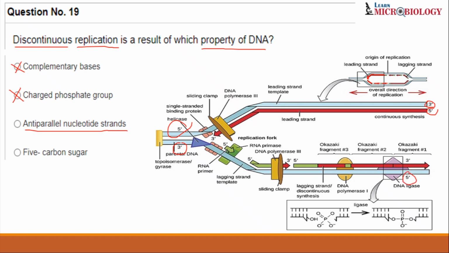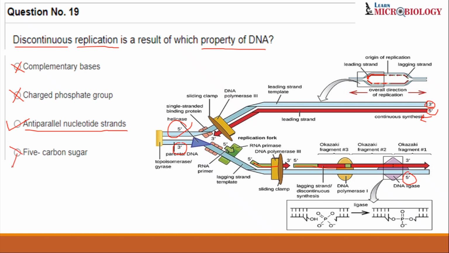Since replication always goes from 5' to 3', here the replication will start at this strand which is at 3' OH. Your first nucleotide attaches to this 3' OH and then it will go ahead like this in the leading strand, and for the lagging strand it will go forming these pieces over here, right? So the answer will be anti-parallel nucleotide strand.